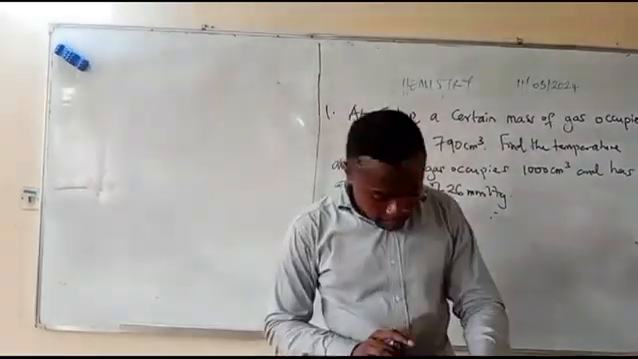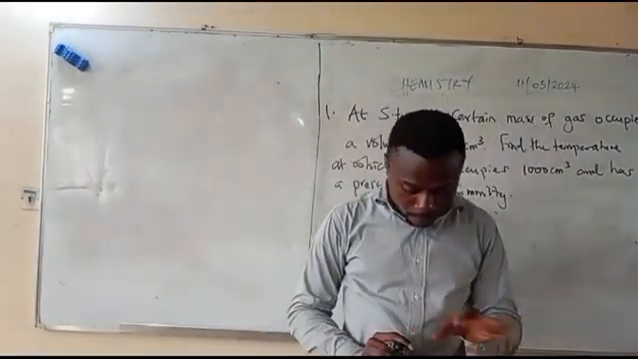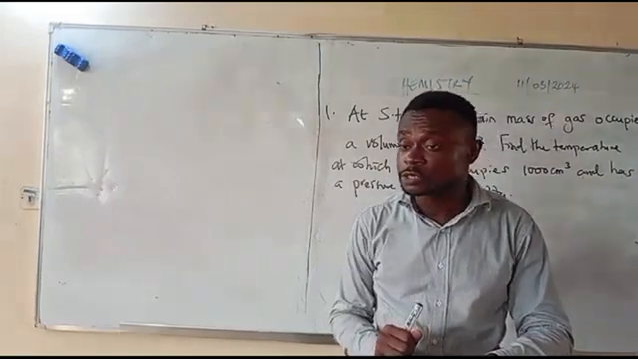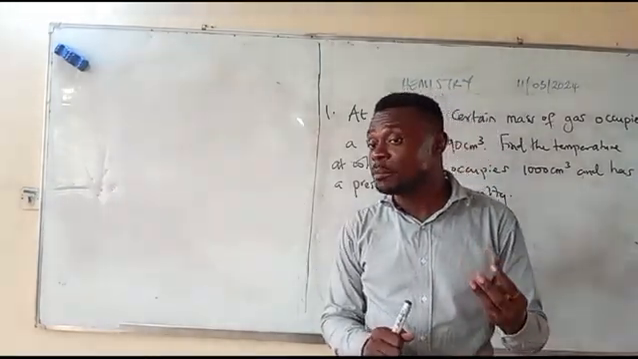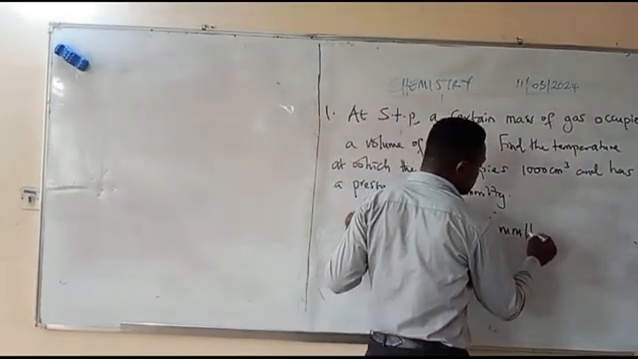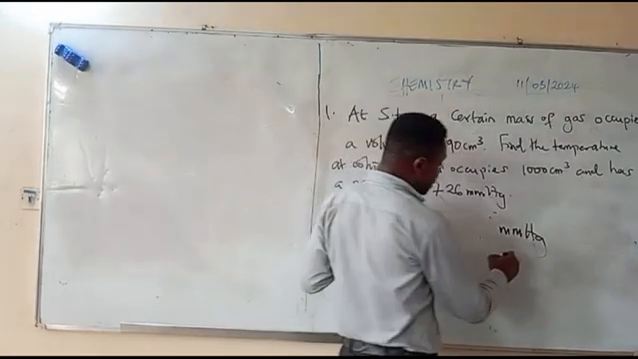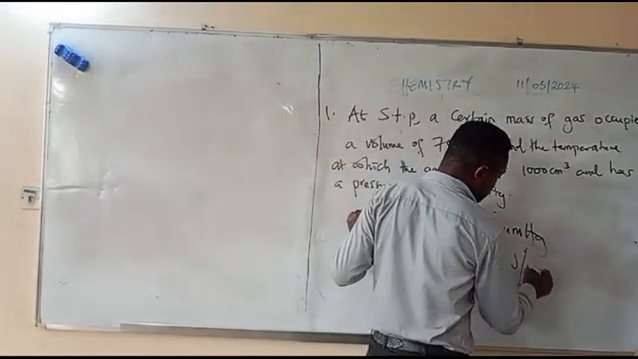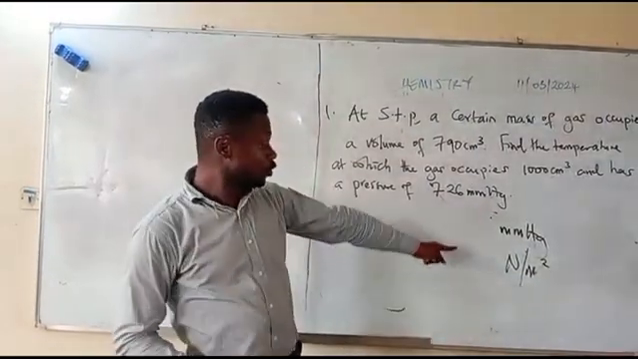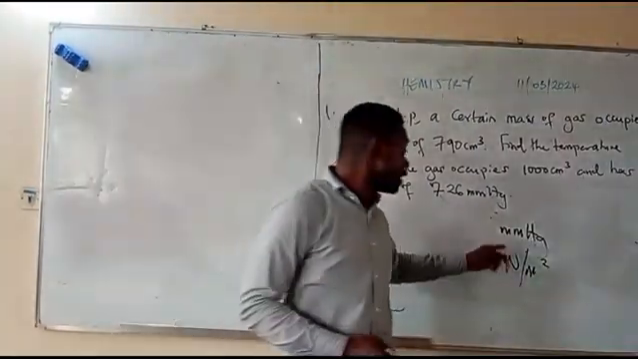Now, for pressure, it can be in Newton, it can be in different units, it can be in millimeters of mercury. It can be in Newton per meter square. This is pressure. So in millimeters of mercury it is 760.